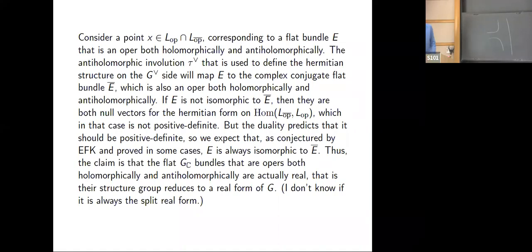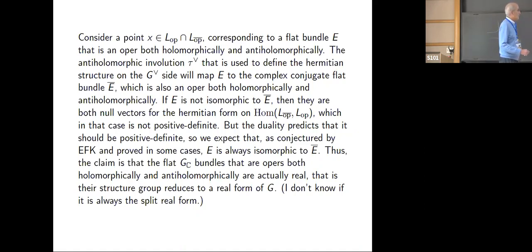let me explain this a little bit. So consider an intersection point. An intersection point is a flat bundle E that's an oper both holomorphically and anti-holomorphically. Then the anti-holomorphic involution that's used to define the Hermitian structure will map a flat bundle E to the complex conjugate flat bundle E bar. And that will also be an oper both holomorphically and anti-holomorphically, since complex conjugation will map the holomorphic structure of one to the anti-holomorphic structure of the other, and vice versa.